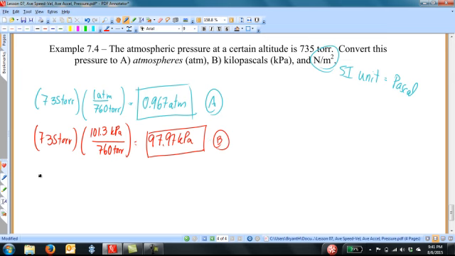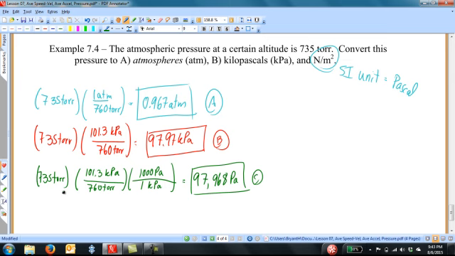Now part C, a newton per square meter is the same as a pascal. And if 1 atmosphere is 101.3 kilopascal, that means that 1 atmosphere is 101,300 pascals. I multiply by 1,000 because a kilopascal is equal to 1,000 pascals. So another way you could write that is the equivalence 1,000 pascal over 1 kilopascal. Again, pull out your calculator, and I find that I have just under 98,000 pascals.